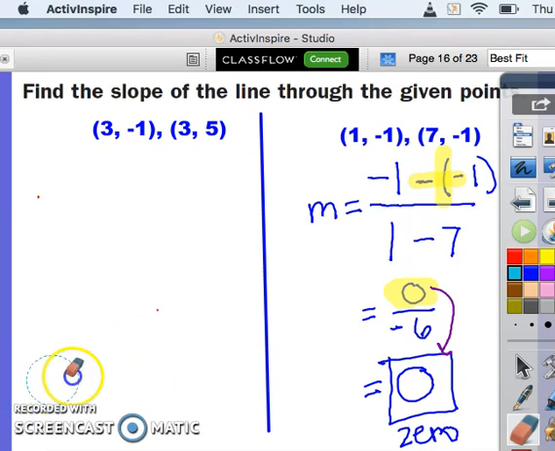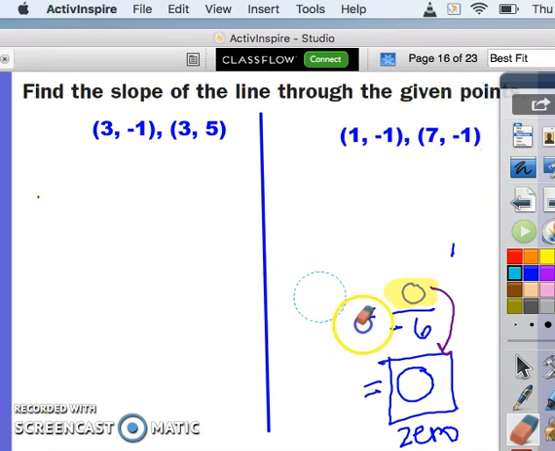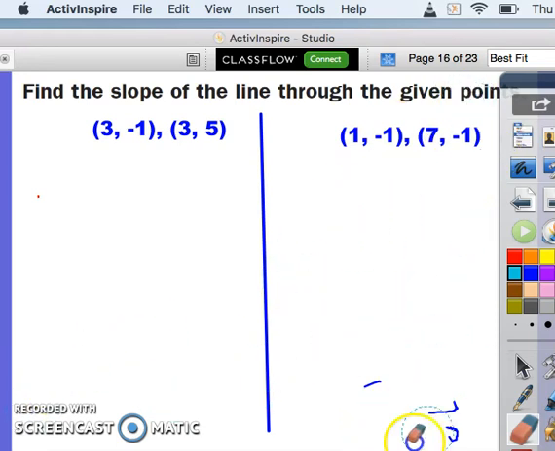Okay, the next two, the more you work with these types of problems, you'll notice certain things. Like here we have 3 as our x and 3 as our x in this point. So that's going to clue us in that it's either going to be 0 or undefined. So if our x's are the same, it's going to be a special case. Same with this one. Our y's are the same, so it's going to be a special case.